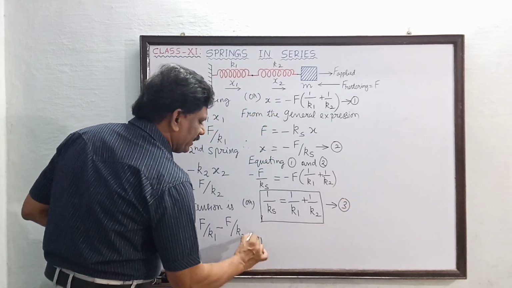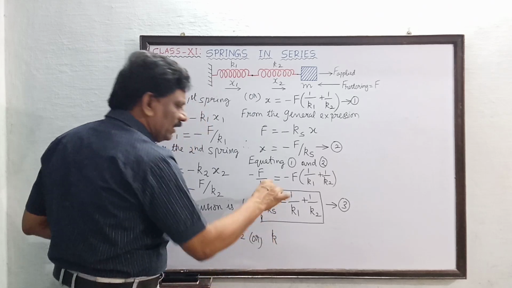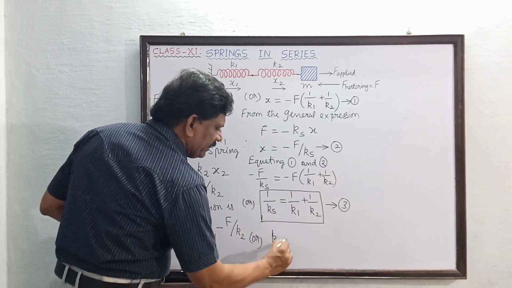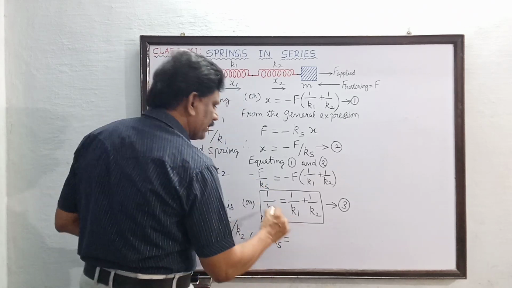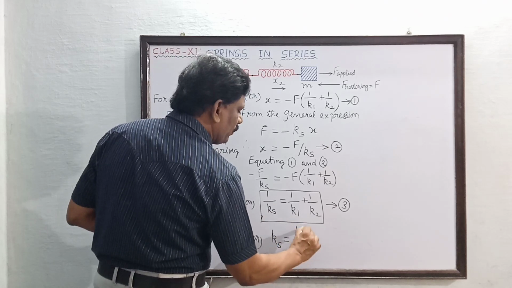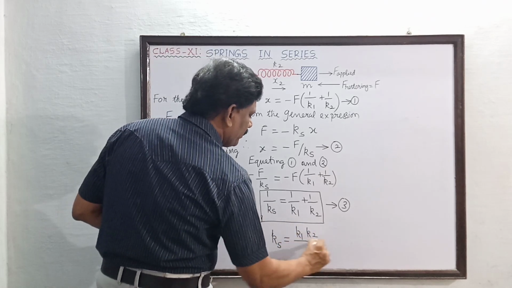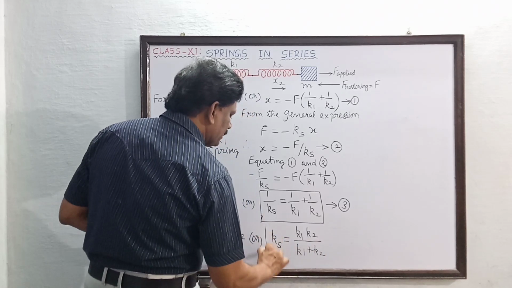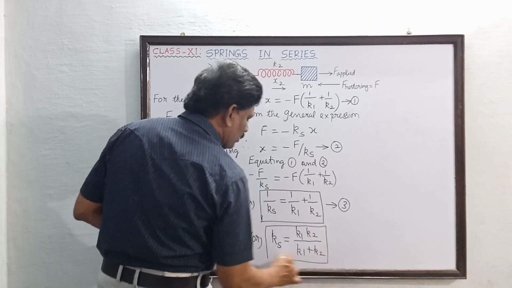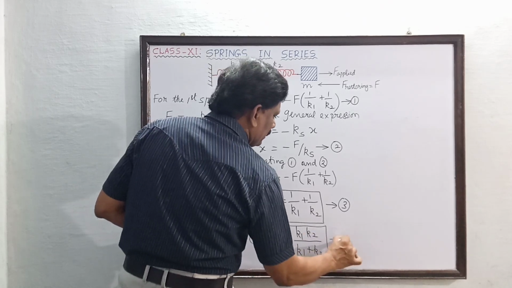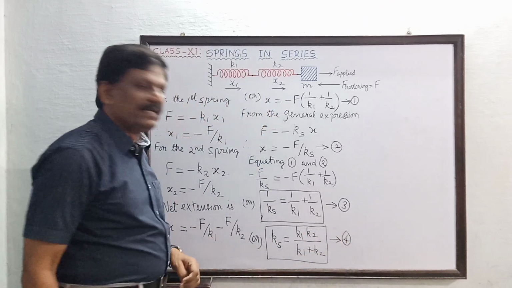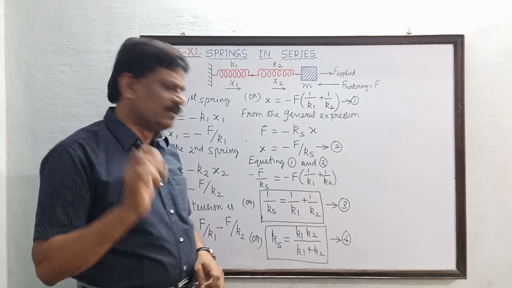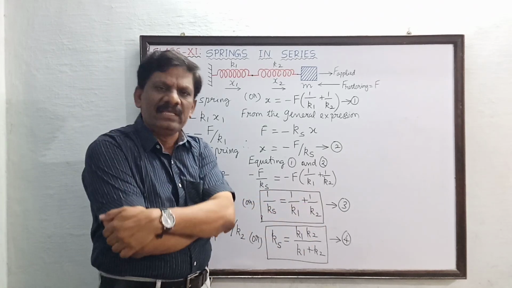Or the same I can also write, taking the reciprocal, K series is now equal to what? K series will be equal to K1 into K2 divided by K1 plus K2. So in this format also we can write the effective spring constant. Okay students, now look at the equation 3.